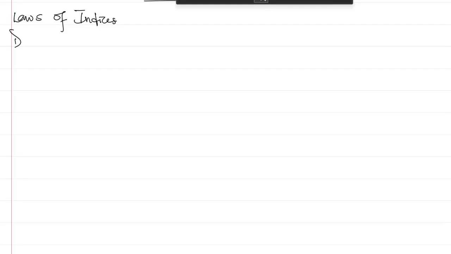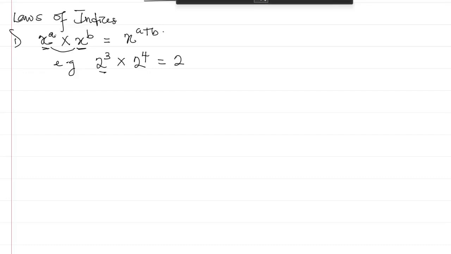The first law says that if I have x raised to the power of a multiplied by x raised to the power of b, that would be the same as x raised to the power of a plus b. So in essence, I'm saying if they have the same base and you're multiplying them, you just need to add up the powers. Look at this. If I have 2 raised to the power of 3 multiplied by 2 raised to the power of 4, notice that the bases here are the same. This is going to give you 2 raised to the power of 3 plus 4, and that's going to give you 2 raised to the power of 7.